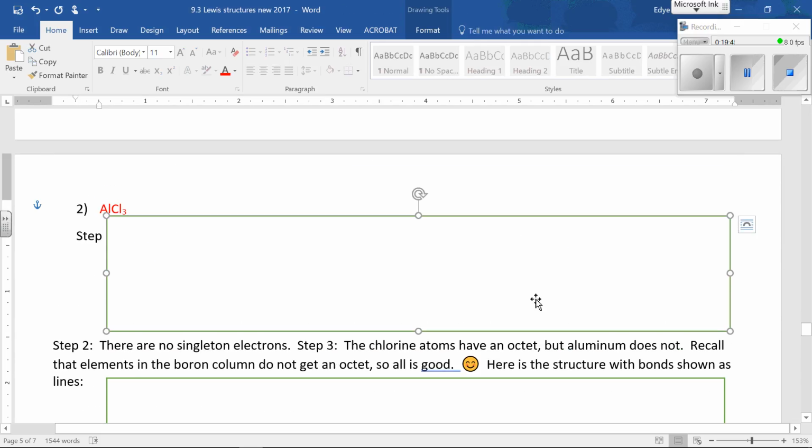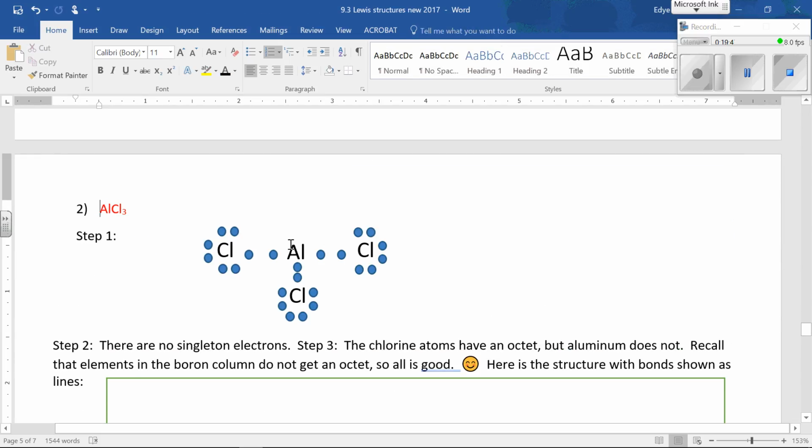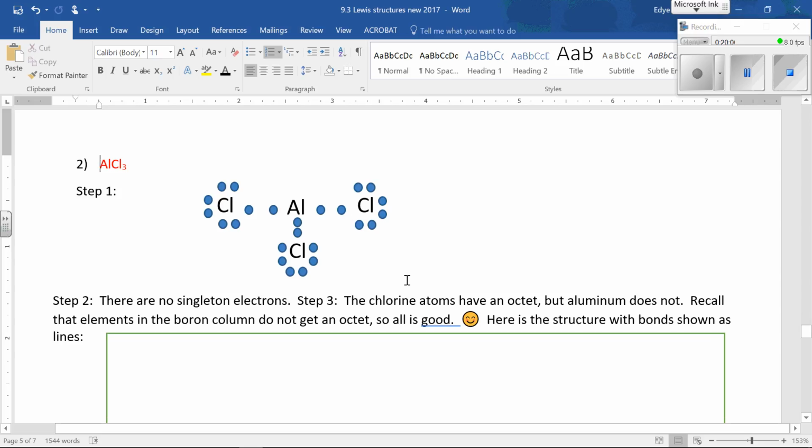Okay, I think this is the last one. Aluminum chloride. Aluminum has 3 valence electrons. Chlorines have 7. So all I did was take my chlorines with their 7s, put them around the aluminum with the 3, and then I check for the octets. Chlorine has an octet, chlorine has an octet, chlorine has an octet. Aluminum, 2, 4, 6. Makes you think you need an octet, but you don't.